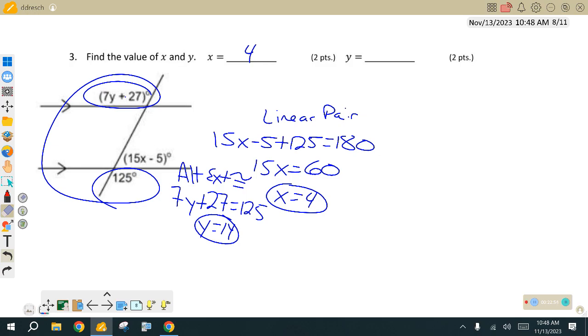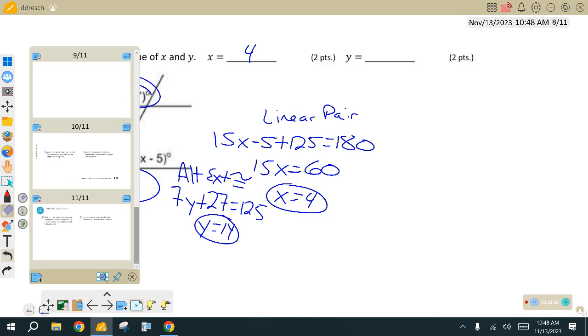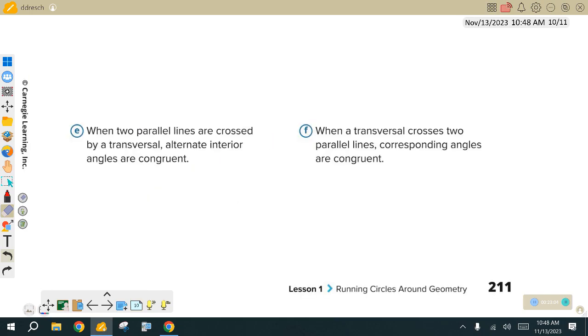Okay, so let's go ahead and take a look at a couple things in your book. Let's turn to page 211, everybody. Let's get your books out. Let's keep talking about that vocabulary. We're going to do just a couple examples today, and then we'll finish up tomorrow.